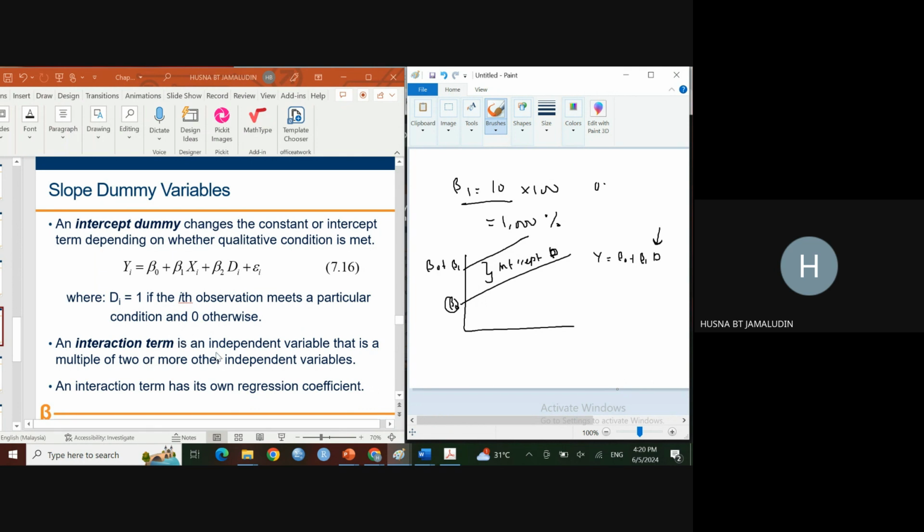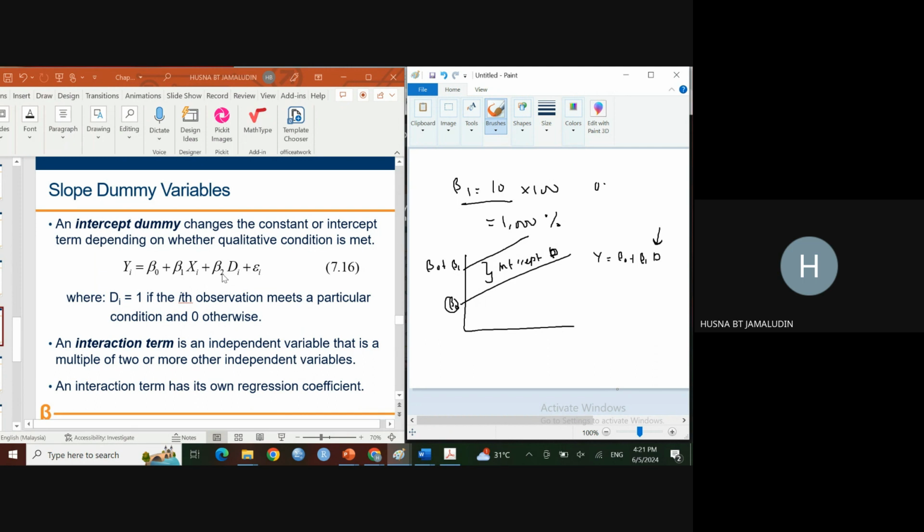Okay, so interaction term means that the variables are interacted with each other. That's why you call it interaction term. It is an independent variable that is a multiple of two or more independent variables. An interaction term has its own coefficient, its own beta. So you can see this is your x, which has its coefficient, beta 1. You have D, the dummy, which has its coefficient, beta 2.